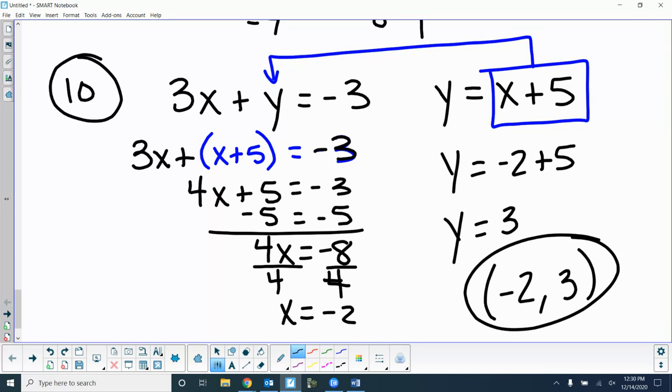Okay, but like I said, if you just want to start plugging in for x and y and see if it works in both, that's another way to do it, right? Even though you didn't use substitution. Questions? We feel better about the first 10?